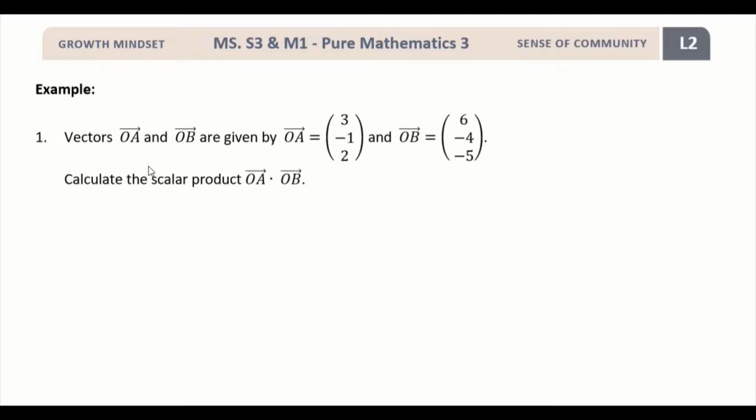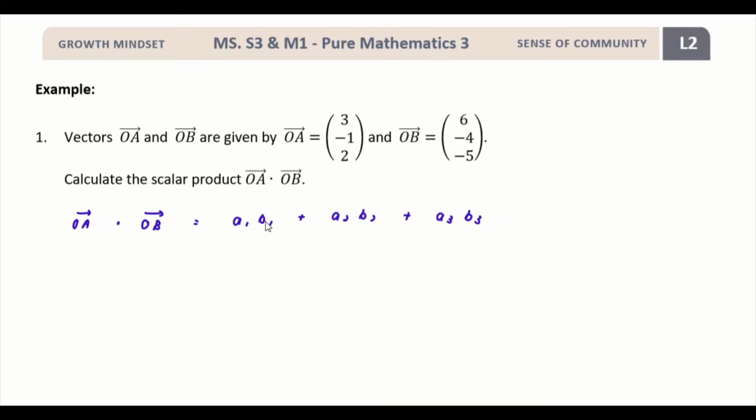Example number one: the vectors OA and OB are given like this. Calculate the scalar product. Number one and two are basically to expose you to the second formula that we have learned just now. This is an example of a question where you need to find the scalar product without knowing the angle. The only approach we can use is the algebraic form. So AO dot OB will be equal to A1 multiplied with B1, plus A2 multiplied with B2, plus A3 multiplied by B3.